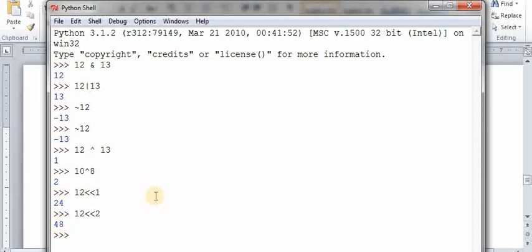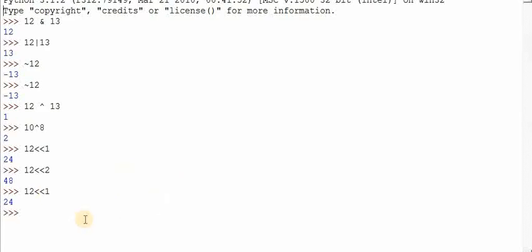12 left shift by 1, the result will be 24. Now what will be the result if you use 12 left shifted by 2? So what will be the result? The result will be 48. How?